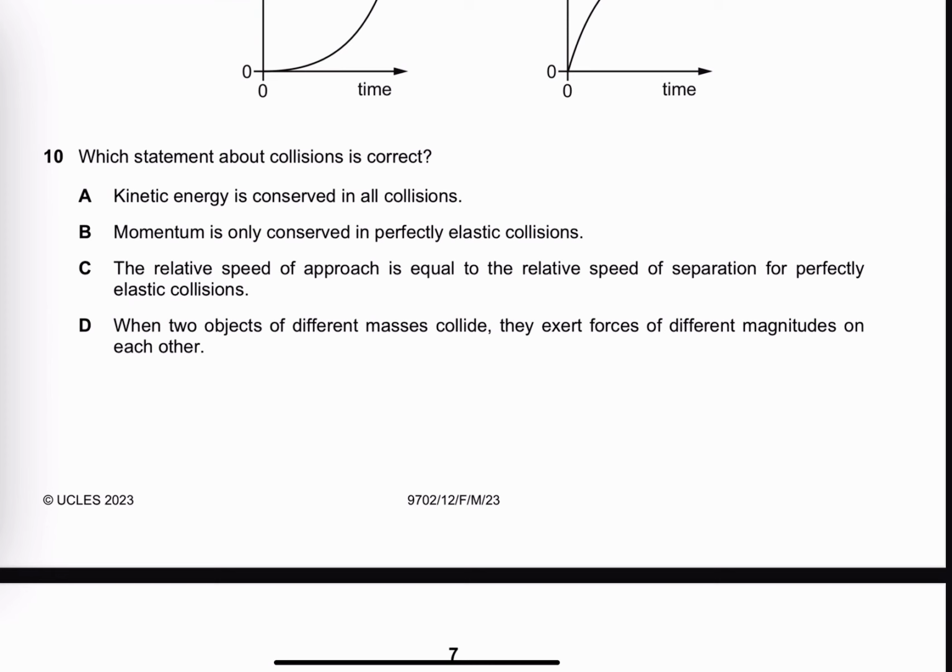Kinetic energy is conserved in all the collisions. No, kinetic energy is only conserved in elastic collisions. Momentum is conserved in all the collisions. Okay, and see, the relative speed of approach is equal to the relative speed of separation for the perfectly elastic collision. This is the correct one. Okay, option C.